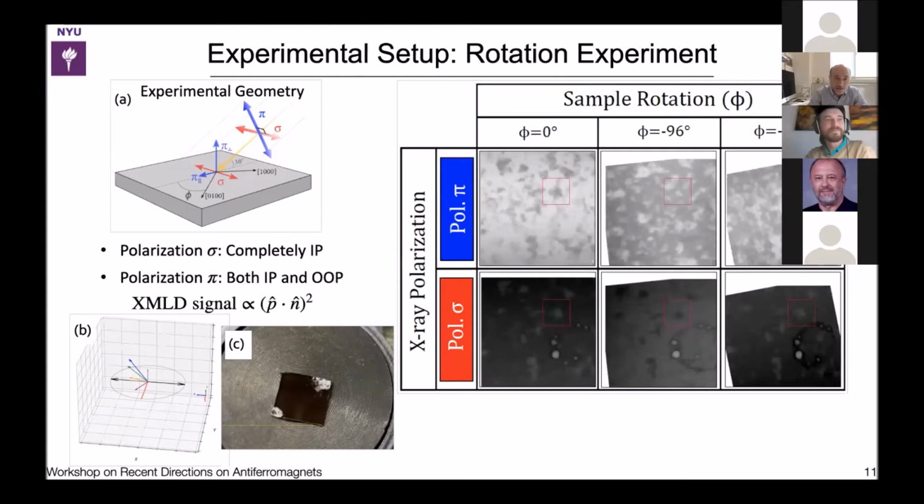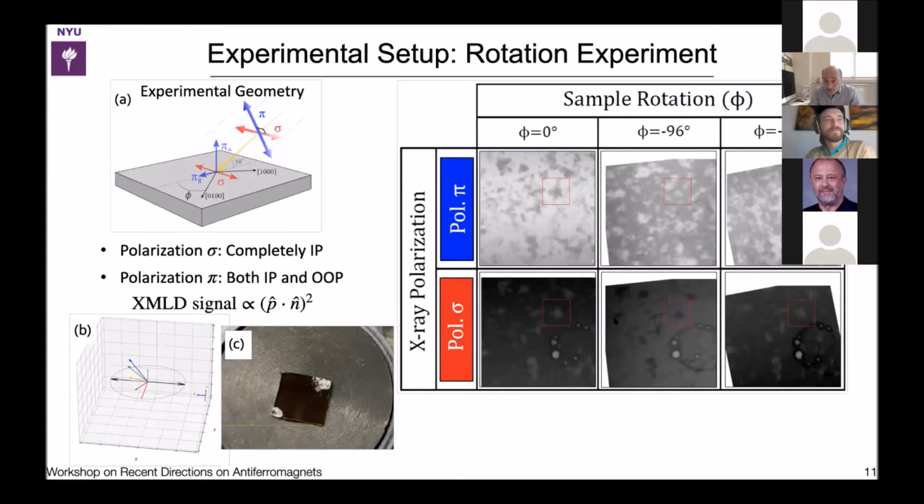What you'd expect if you rotate about the normal is that if the domains are completely in plane, 180-degree rotation will bring you back to the same contrast. For sigma polarization, that has to be the case because it doesn't matter if the domains are in or out of plane, the polarization is in the plane. For pi polarization, you can convince yourself that if the domains are oriented in the plane, it should come back. And in fact, we find it does not come back.